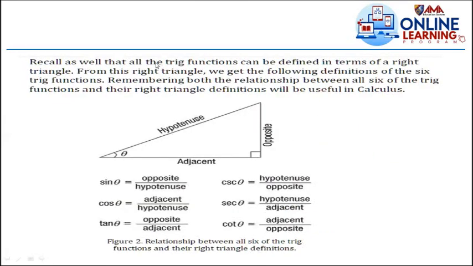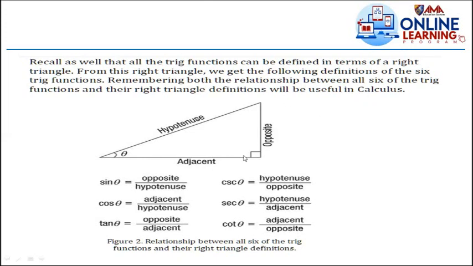So recall as well that all the trigonometric functions can be defined in terms of a right triangle. From this right triangle, we get the following definitions of the 6 trigonometric functions. Remembering both the relationship between all 6 trigonometric functions and the right triangle definitions will be useful in calculus.